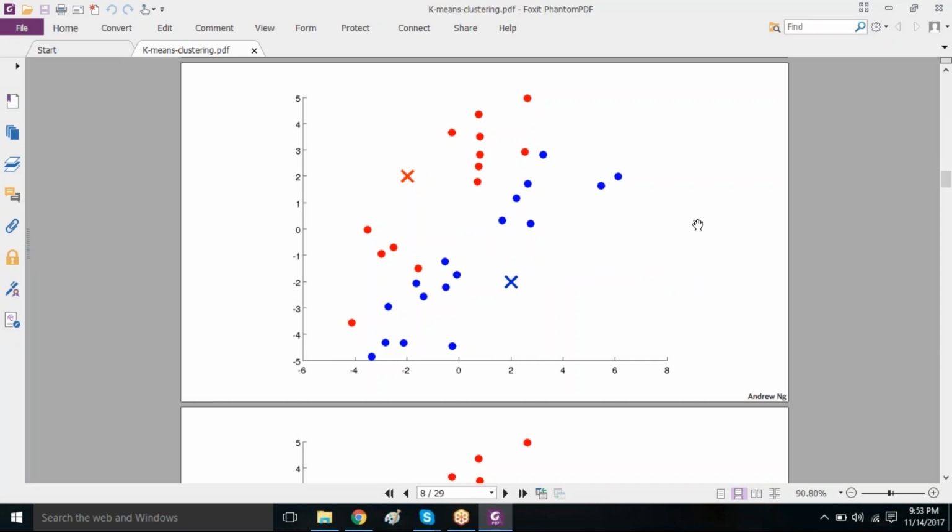Can you see this? Now see, initially I put a red and a blue centroid. For each data point, you calculated which centroid is nearest and then assigned the same color as the centroid has. So you see, this is what comes. You have this X, and the red ones are the ones which are near to it, and the blue ones are near to the blue.